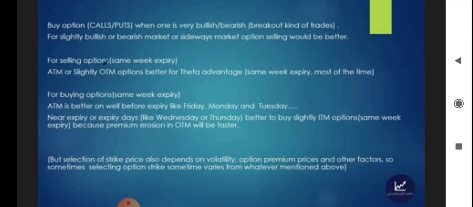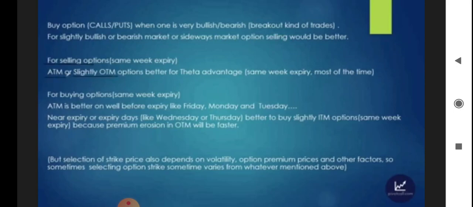For selling options, I prefer at the money or slightly out of the money options for the theta advantage. And for buying options near expiry, like Friday, Monday, Tuesday, and expiry days, it is better to buy slightly in the money options, because premium erosion in out of the money options will be very fast. So if you are buying options near expiry, better to go for slightly in the money options.